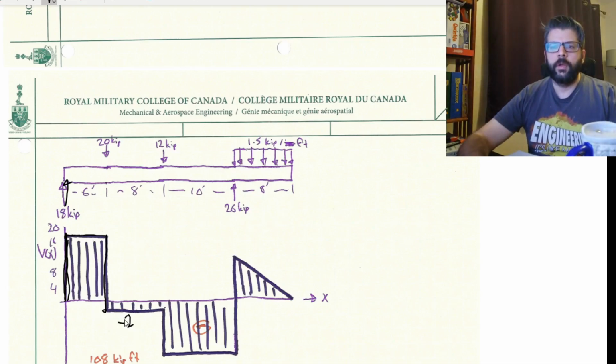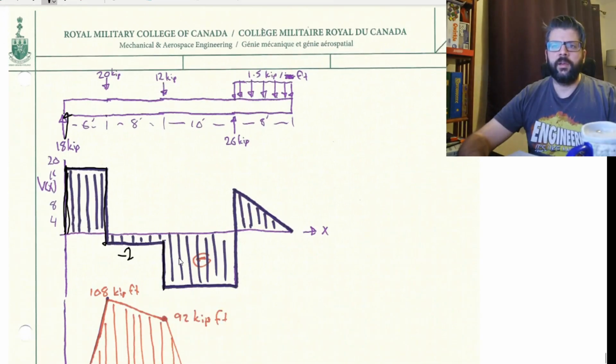Minus 2. It's constant there until we get to this 12 kip load. And then we are going to be at minus 14 for this span here. Then we move over here until we hit this reaction here. So that adds 26. So minus 14 plus 26, that gives us a 12 kip load here.